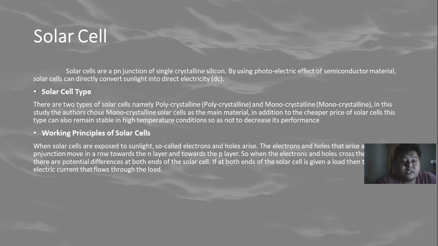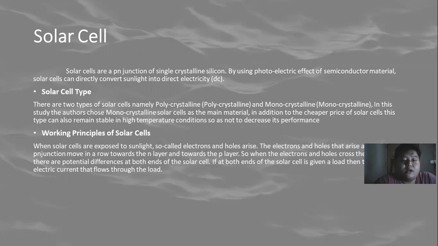Solar cell type. There are two types of solar cell named polycrystalline and monocrystalline. In this study, the authors choose monocrystalline solar cell as the main material. In addition to the cheaper price of the solar cell, this type can also remain stable in high temperature conditions so as not to decrease its performance.